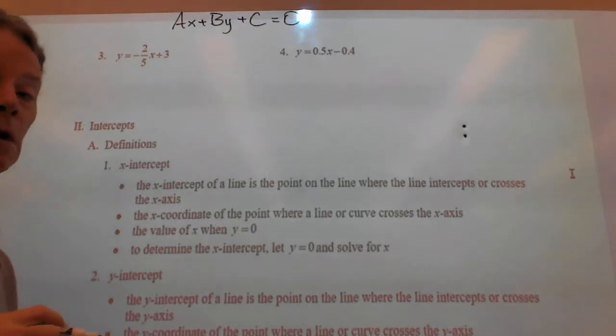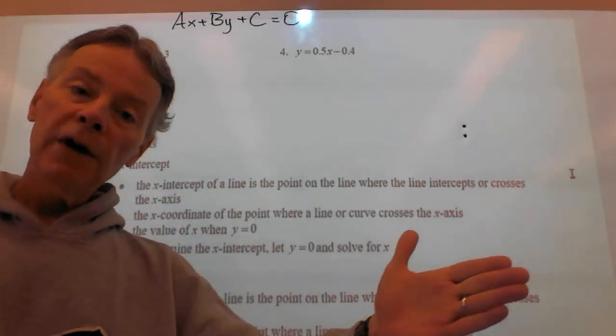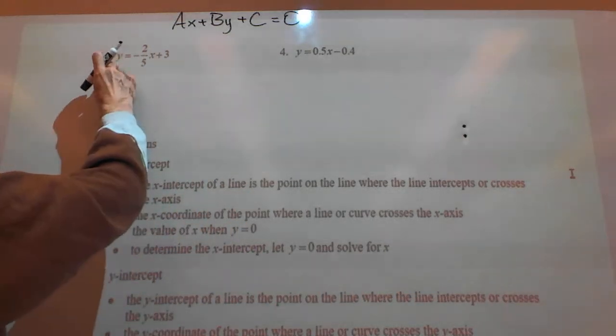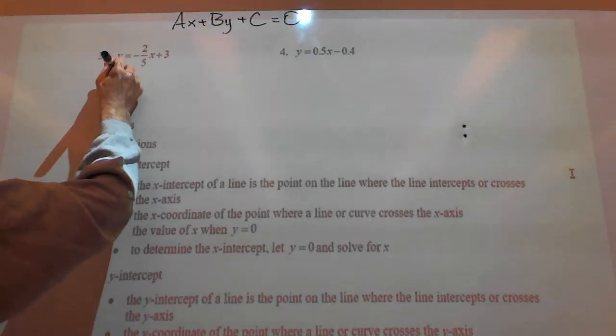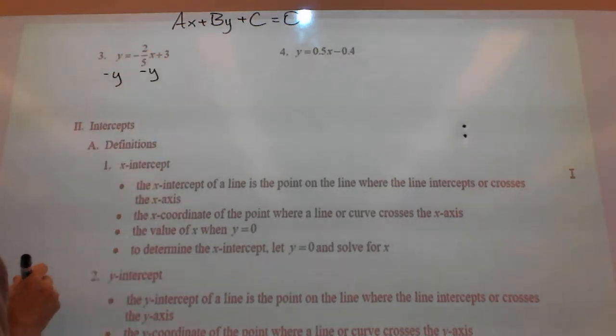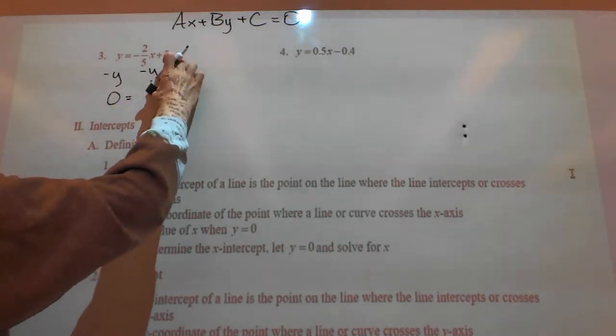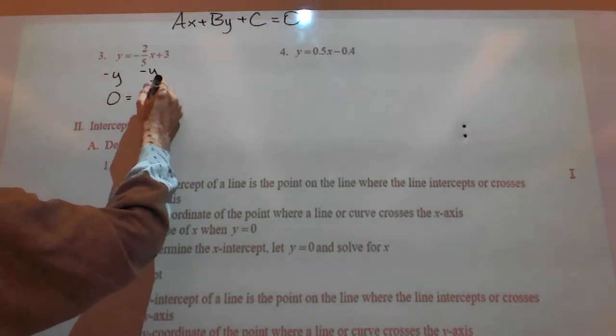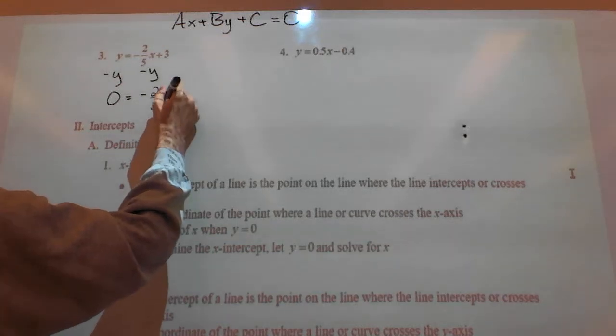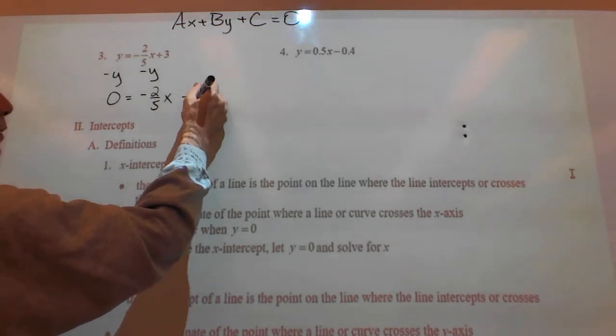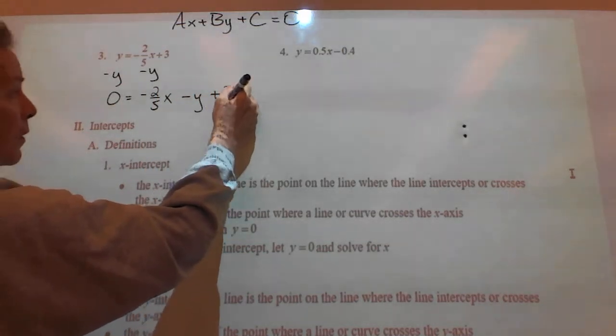Okay, so step 1, move everything to one side. And again, the easiest way to do that is just to subtract y from both sides. y minus y will give us 0. And on the right side, we'll have negative 2/5 x minus y plus 3.